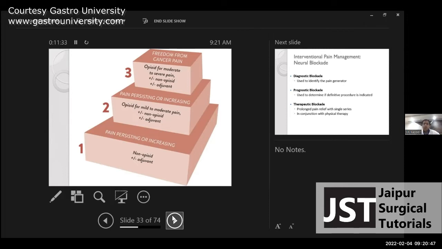This WHO pain ladder is the basis of pain management. It is meant for cancer pain, but it can be used in any setting, in any patient, not only for cancer pain, but it was built mainly for cancer pain.